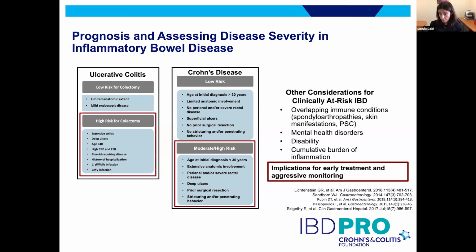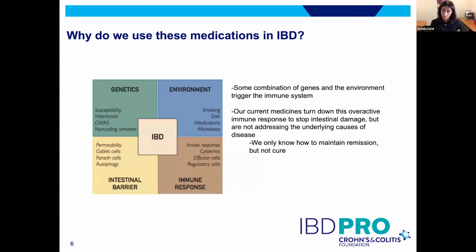We also have to think about the risk factors of the overlapping immune conditions, mental health disorders. We know that our patients have high rates of anxiety and depression, disability, and the cumulative burden of inflammation. So we really need to think about who needs to be treated early and what treatment is going to be best for them to address these things.